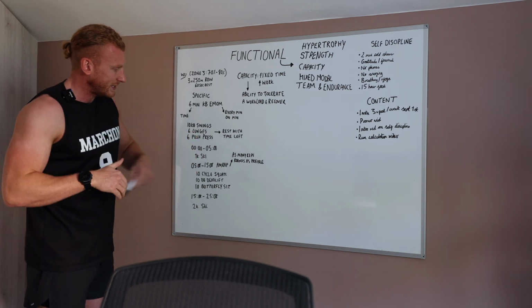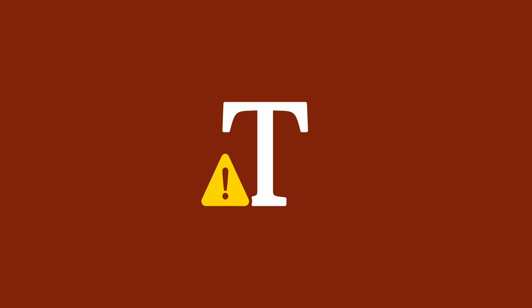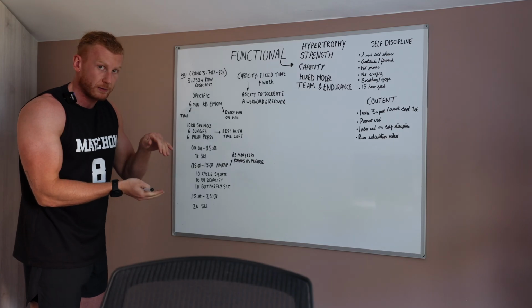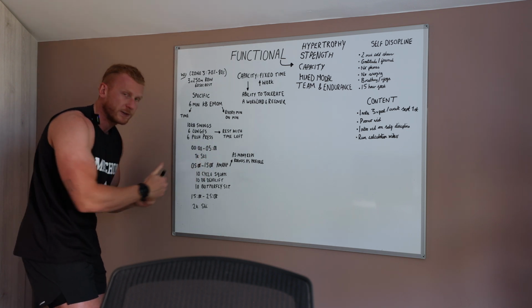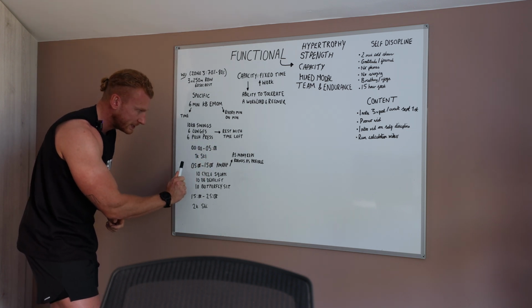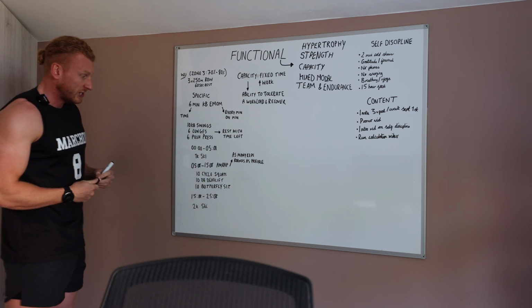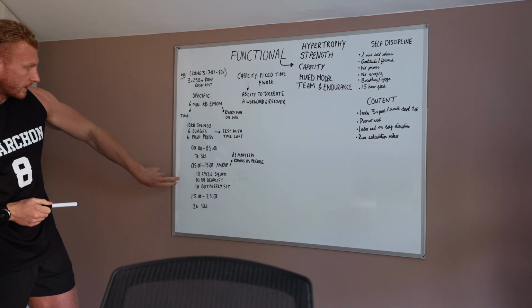What is an AMRAP? As many reps or rounds as possible. Today, we're specifically working with rounds, and that round consists of 10 cycle squats, 10 dumbbell deadlifts, and 10 butterfly sit-ups. That's one round. We need to complete that round as many times as possible in the prescribed amount of time, which in this case is from 5 minutes to 15 minutes. So we've essentially got 10 minutes of work here, okay?